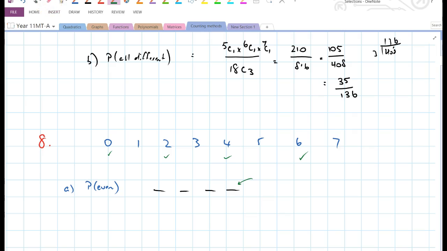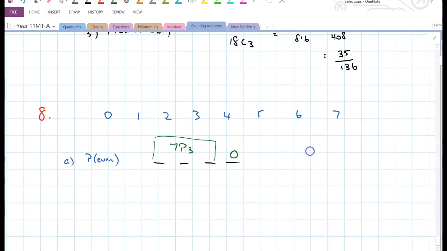So what I'm going to do is consider the 0 case on its own. So I'll put 0 there. Okay, so I'm just considering the 0 case. Now, in these other 3 spots, because the 0 is taken out, I can have 1, 2, 3, 4, 5, 6, 7. P, because order is important, 3. So that's for those 3 slots, 7P3.